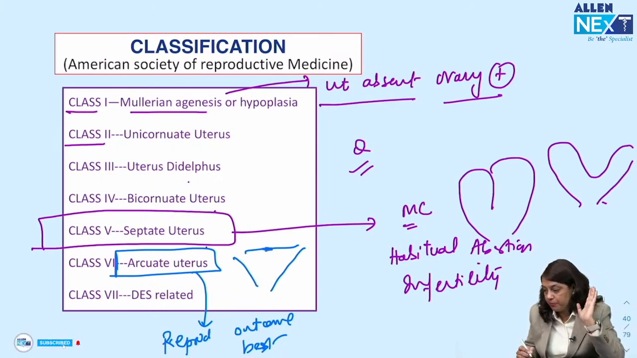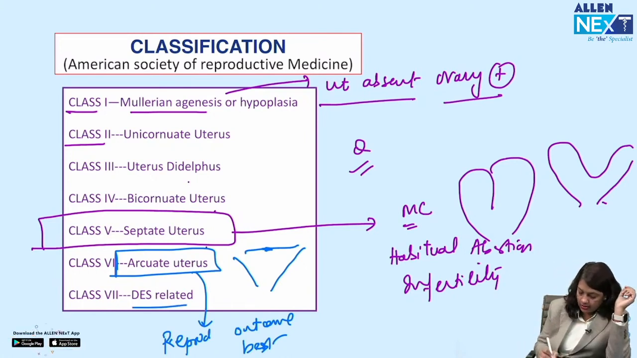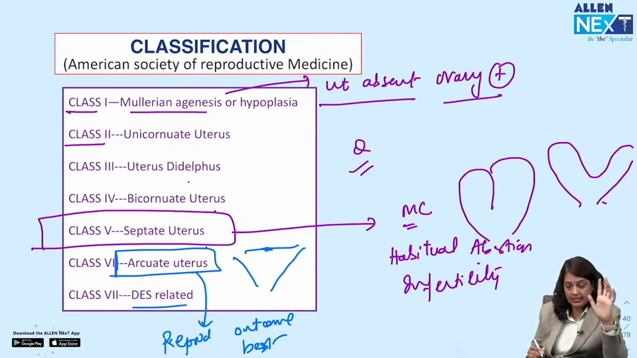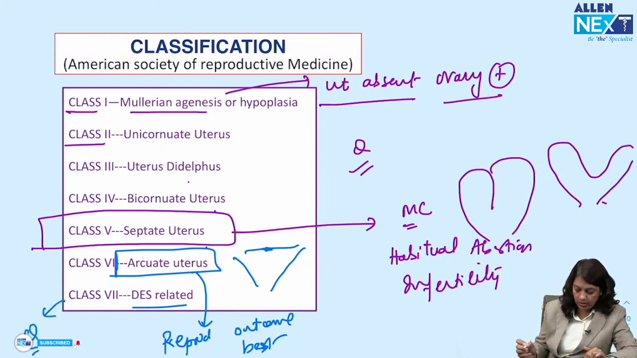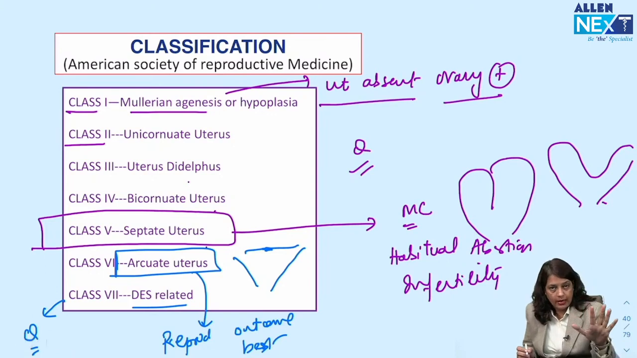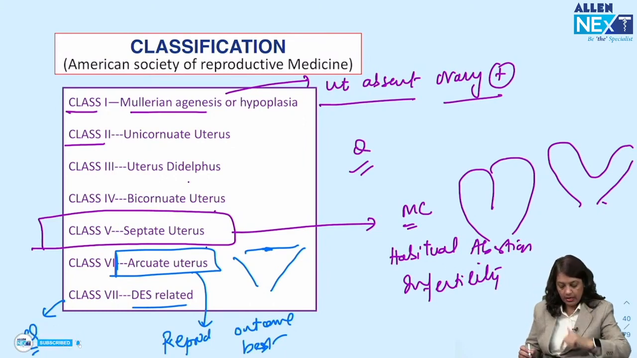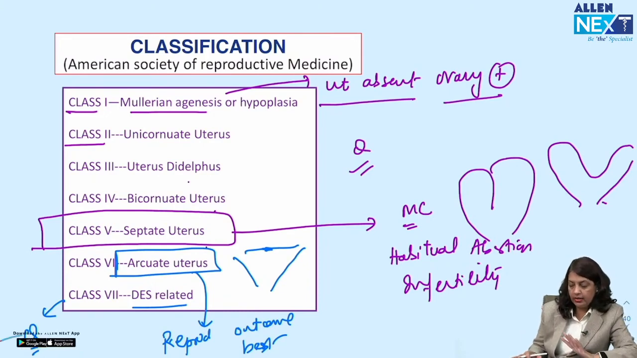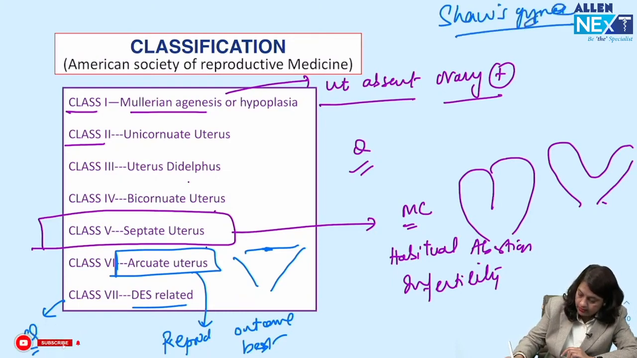ठीक है, so सबसे बेस्ट रिप्रोडक्टिव आउटकम किसका होता है? आर्कुएट यूट्रस का. देन क्लास 7 इज DES रिलेटेड. ठीक है, DES रिलेटेड पे देयर वाज अ क्वेश्चन इन द PG एंट्रेंस. सो मुलेरियन एजेनेसिस इज क्लास 1, class 2 is unicornuate, class 3 is didelphus, 4 is bicornuate, 5 is septate, 6 is arcuate, and 7 is DES related. So this is given in your undergraduate textbook Shaw's Gynae, so you must read this.